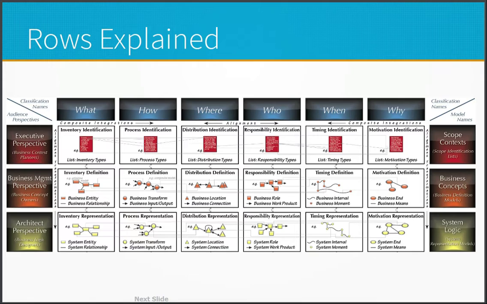Row 2 is the business management perspective row. This is the business concepts or architect's drawings, which depict the final objective from an owner's perspective. This corresponds to the enterprise business models, which constitute the business's design and entities, as well as the processes and how they relate. Row 3 is the architect perspective, also known as system logic.